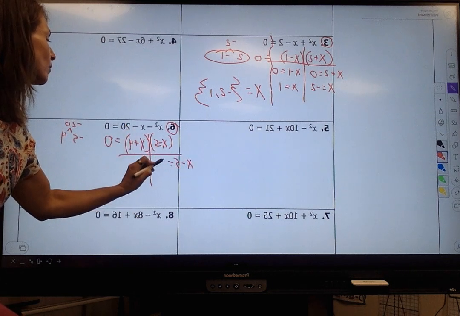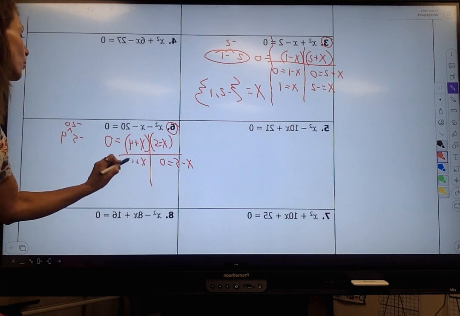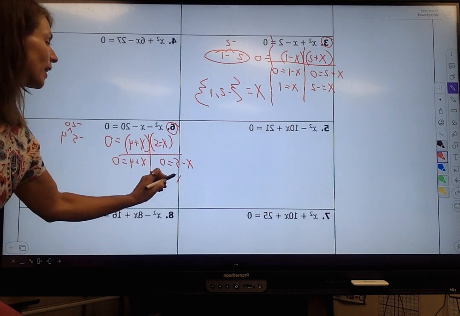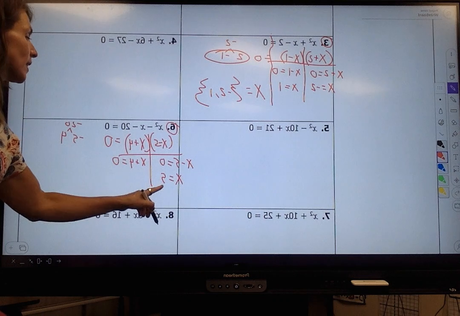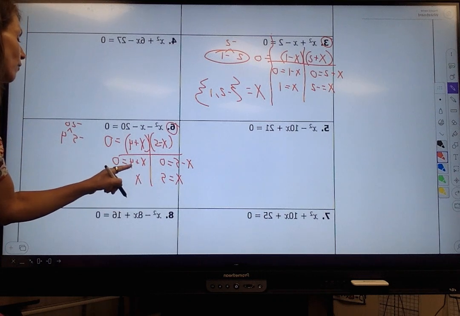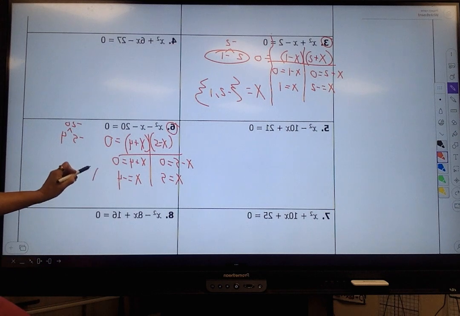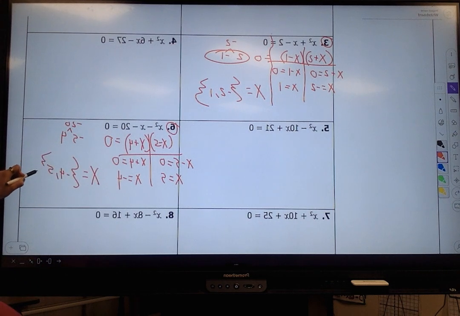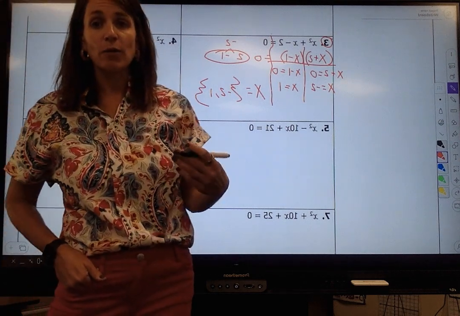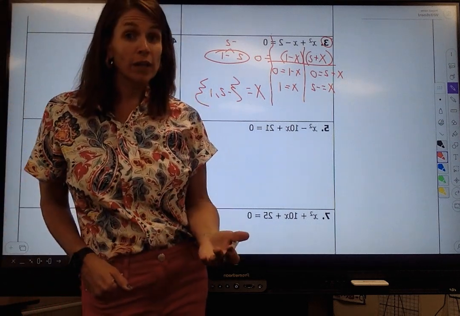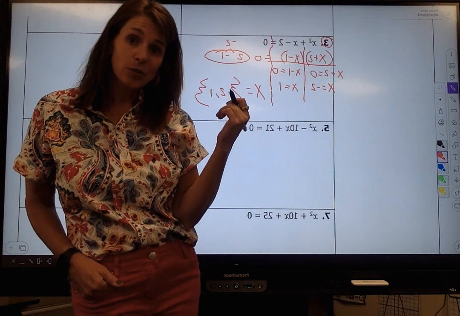X minus 5 equals 0. X plus 4 equals 0. And I solve it. I add 5 to both sides to get 5. I subtract 4 from both sides to get -4. And then I put it in bracket form, least to greatest: -4 to 5. So that is a refresher on factoring, but we solved quadratics.